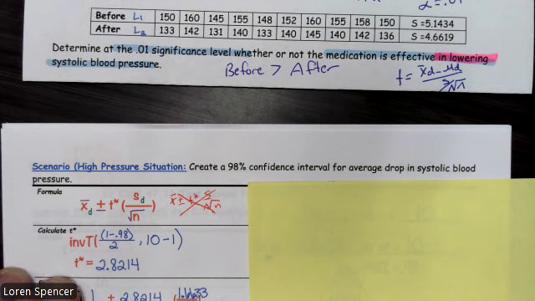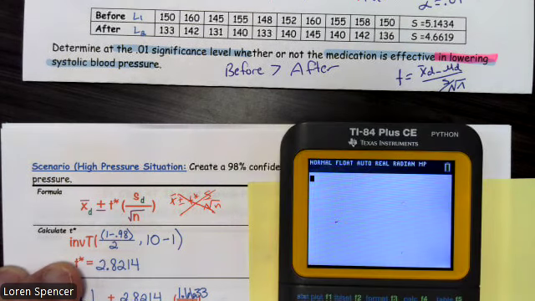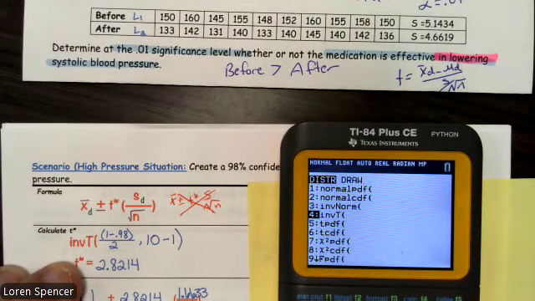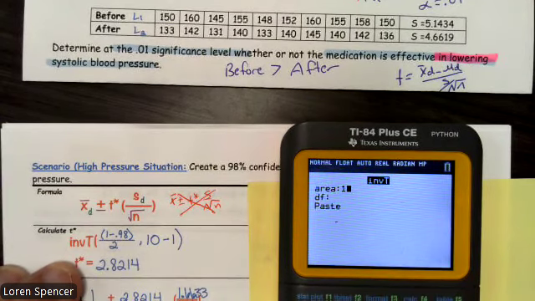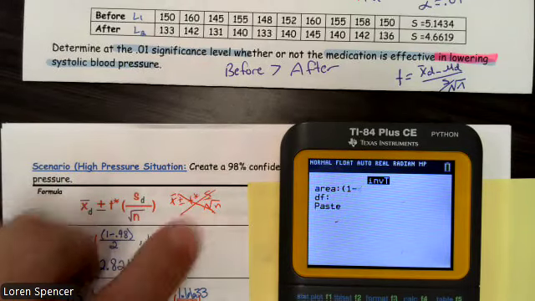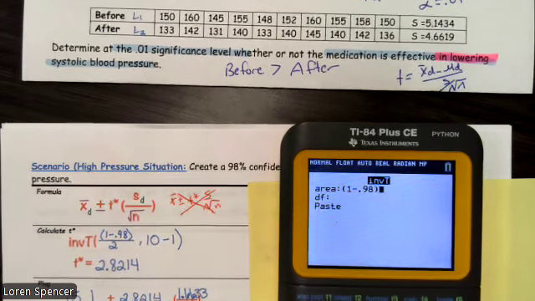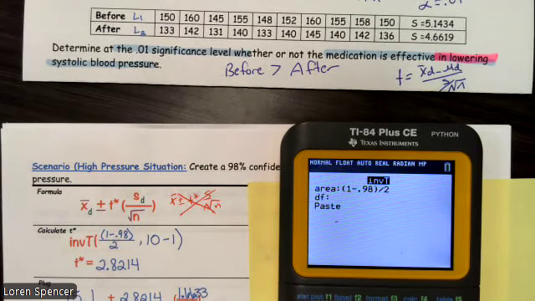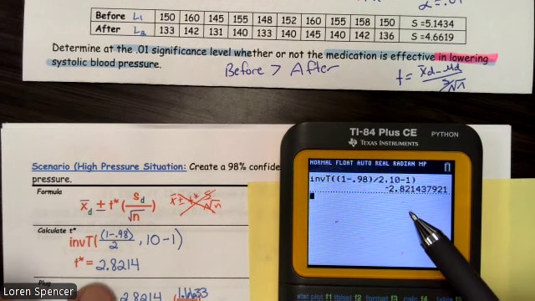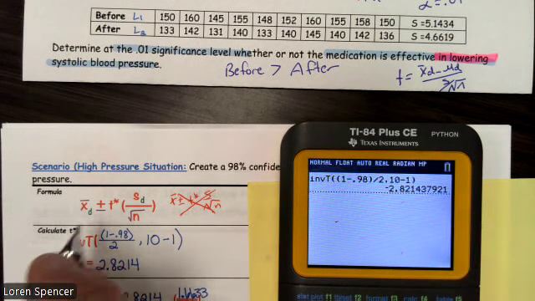So we're going to calculate t star, and you can see that I already have it there. What we did is second vars, inverse t, parenthesis, 1 minus, they wanted 98, so 0.98, close parenthesis divided by 2, and degrees of freedom. Degrees of freedom are going to be my sample size minus 1, so 10 minus 1. And we end up getting 2.8214. And we're positive people, so we're always going to keep this as a positive.